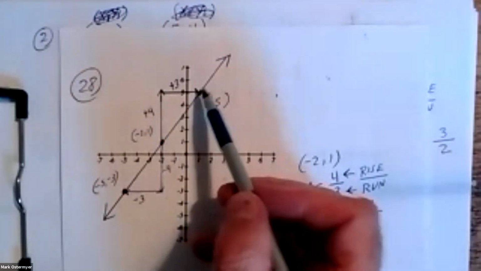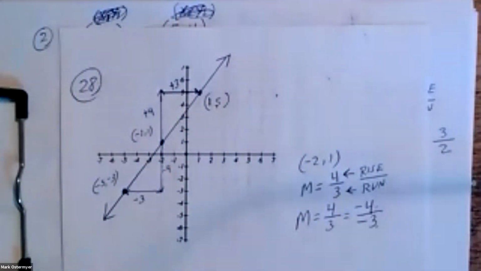So whether you go down 4 units and to the left 3 units, or if you start at -2, 1 and go up 4 units and to the right 3 units, it doesn't matter. You're going to still land on the same line because 4/3 is equal to -4 divided by -3. Equivalent. Any other questions about that problem?